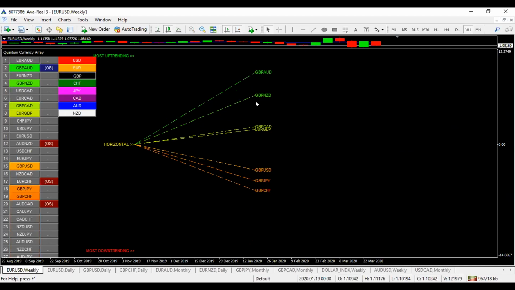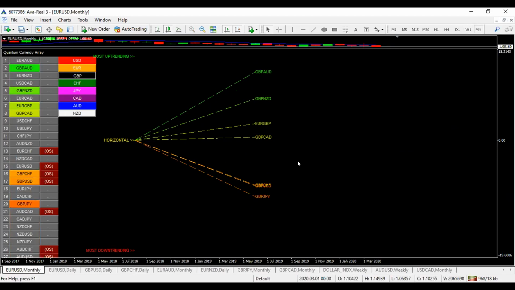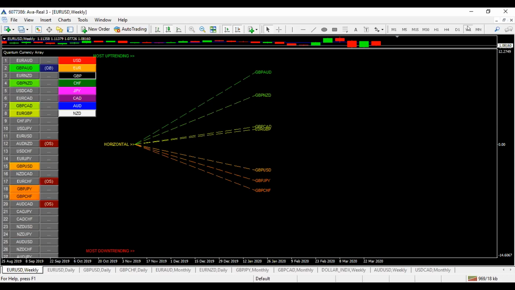I see that the GBP has been most uptrending on the NZD and AUD pairs on the weekly. And on the monthly, we see that GBPUSD is actually in the oversold condition. It could be a confluence to what we just saw using the Hawkeye tool, that it has a high buy volume on the monthly. Right. Mahesh, this is why we were very excited with the currency array.